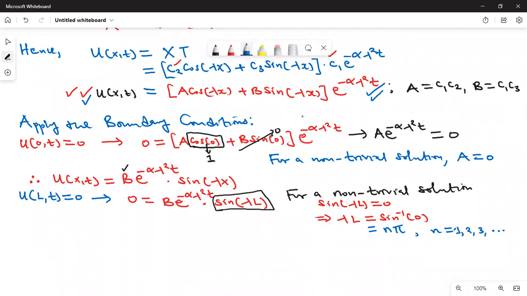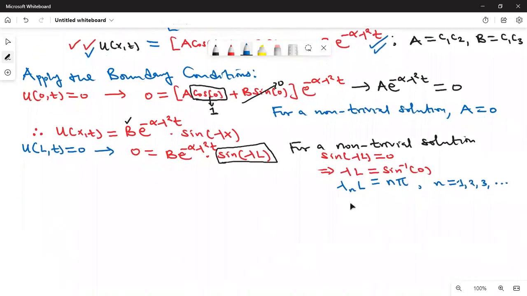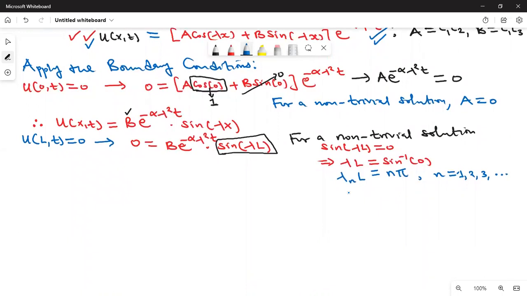So there will be so many of those lambdas. Now, remember these lambdas are called the eigenvalues. So we can make it the subject. So from here, we get lambda n is equal to n pi over L. These are the eigenvalues. Now that's what we have.